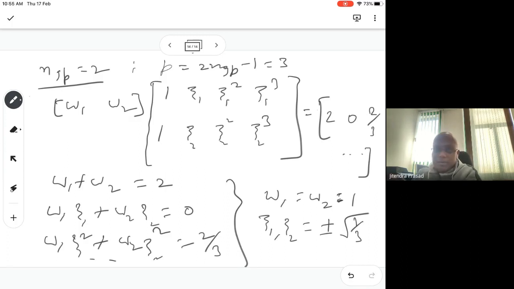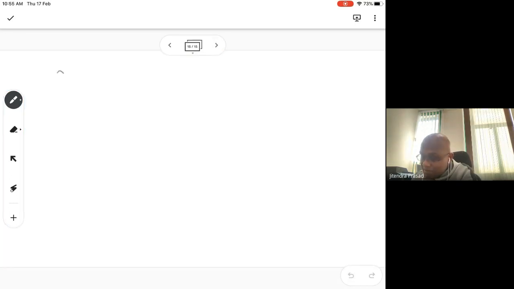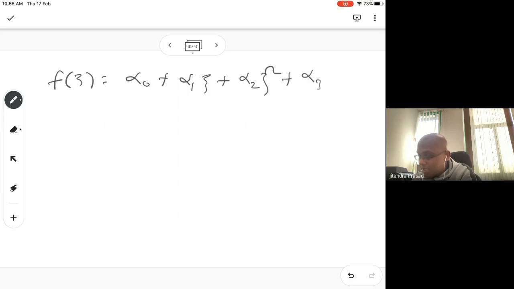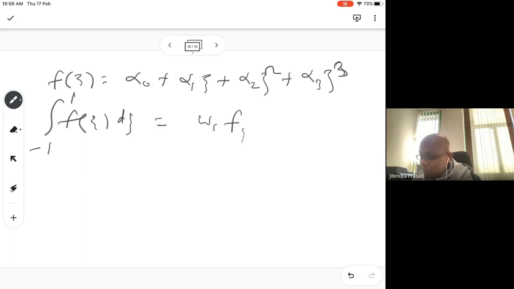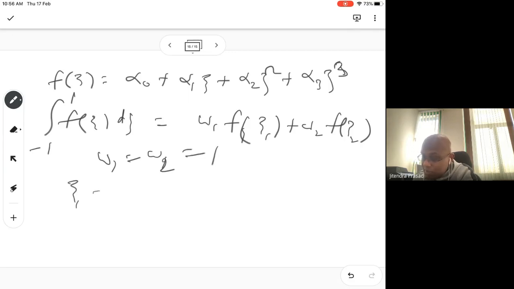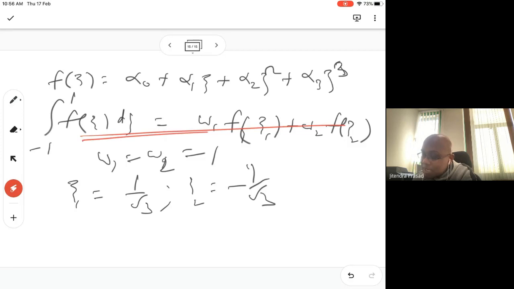Okay, so that means if you have a polynomial, let us say f of xi equal to alpha naught plus alpha 1 xi plus alpha 2 xi square plus alpha 3 xi cube, then you can integrate f of xi d xi from minus 1 to 1 just by W1 f of xi 1 plus W2 f of xi 2, where W1 equal to W2 equal to 1, and xi 1 equal to 1 over root 3, and xi 2 is equal to minus 1 over root 3, and you can find out the solution exactly. The integration will be perfect, will not lose anything.